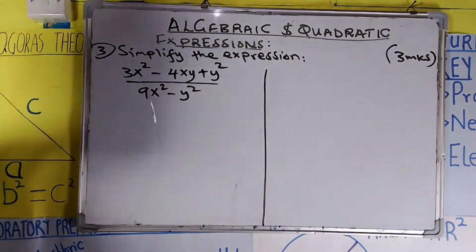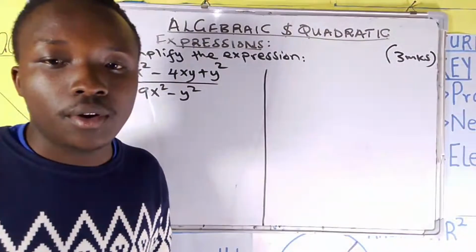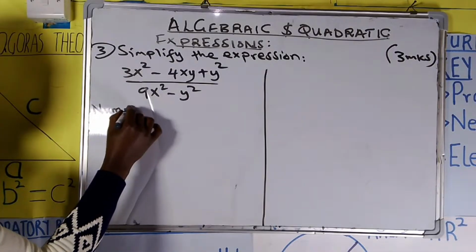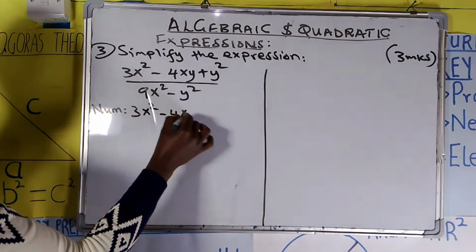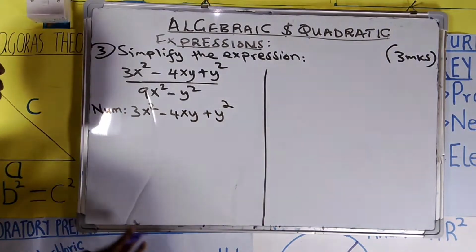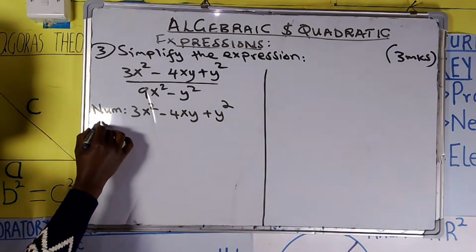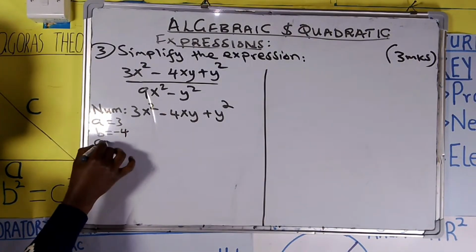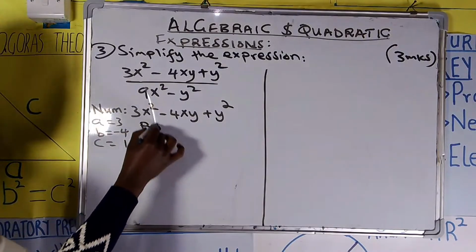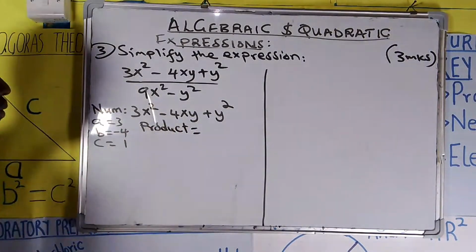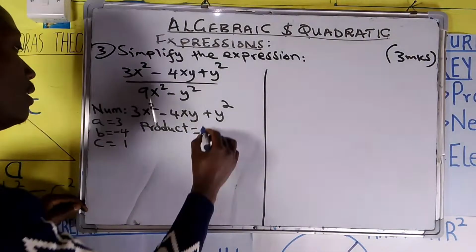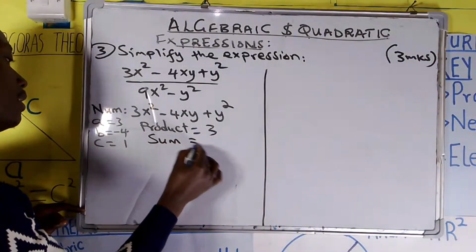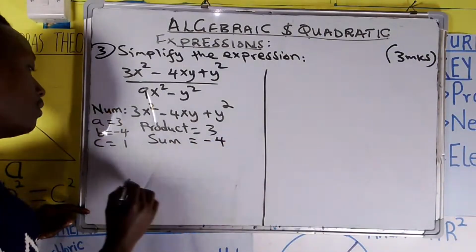So we have that question. In the same scenario, we are going to start with the numerator, which is 3x squared minus 4xy plus y squared. In this scenario, we have our a as 3, our b as negative 4, and our c as 1. So our product will be equal to 3 times 1 is 3, and our sum is negative 4.